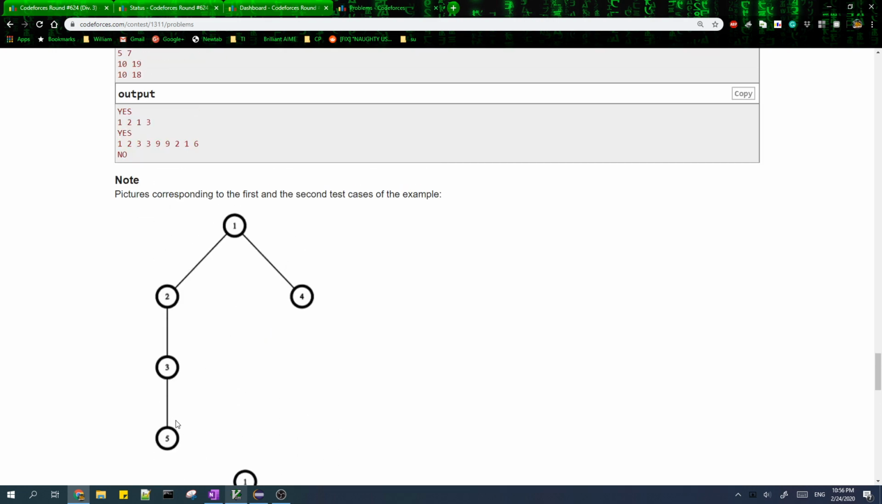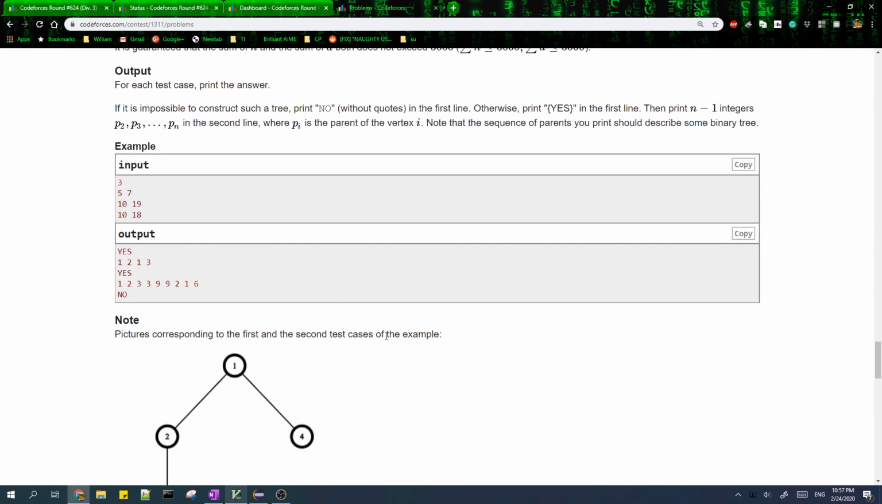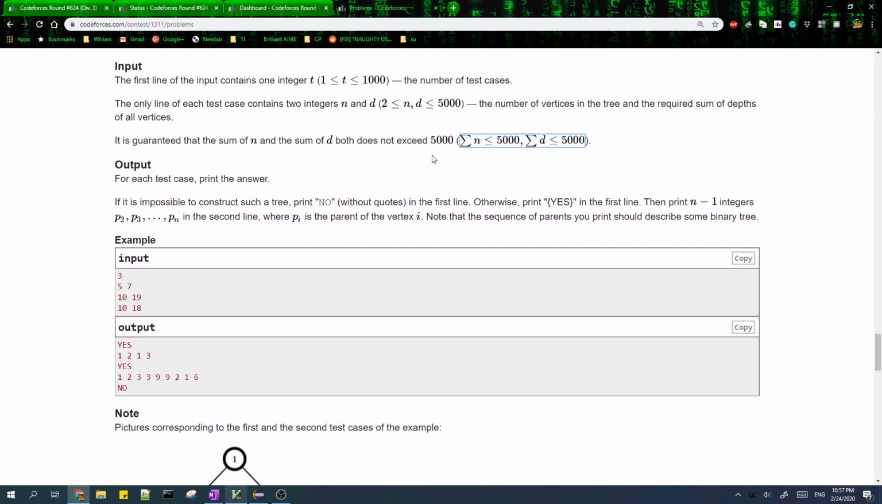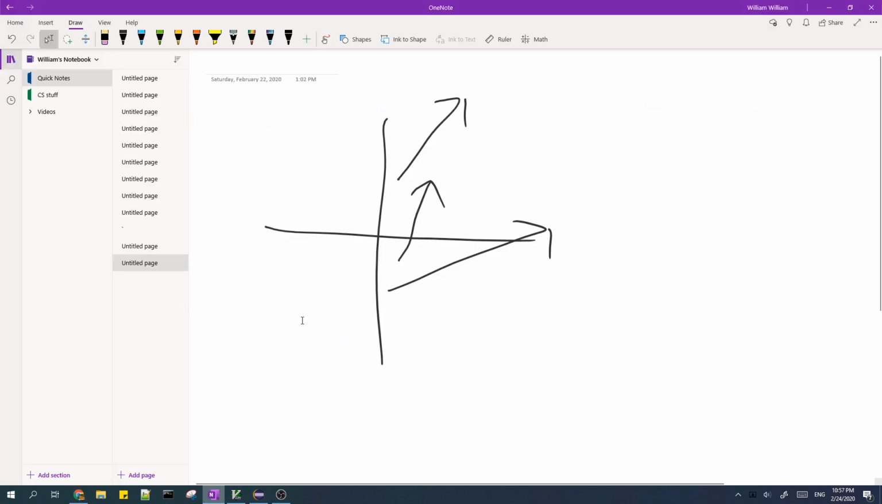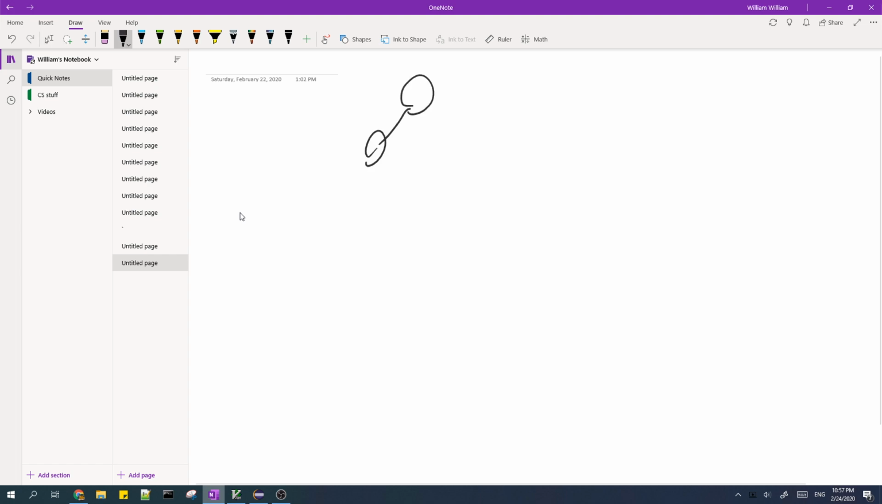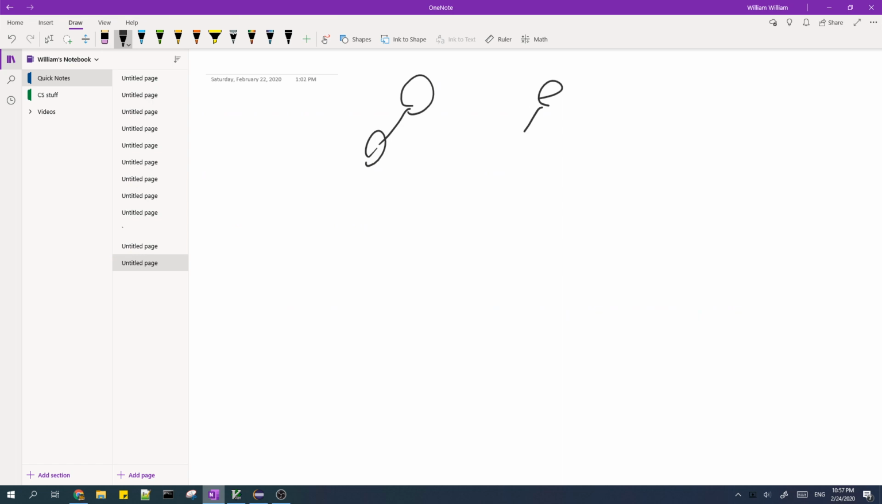One, two, three, 1, 2. So this is 7. Okay, so I'm almost 5,000. Let's just try small cases. So if I want 1, it's this. Can d be equal to 0? No. Okay. If I want 2, it's this.